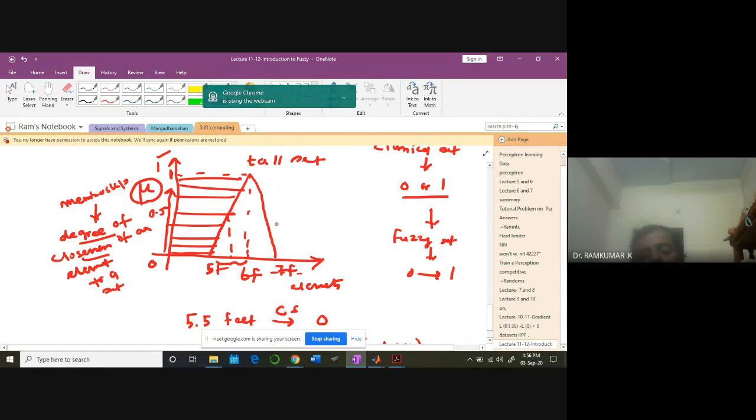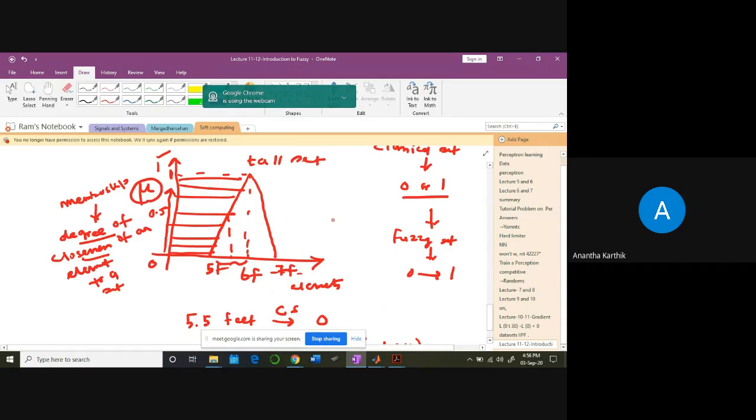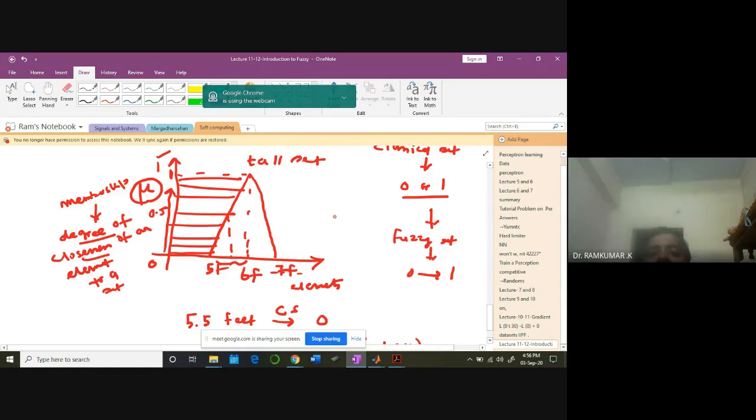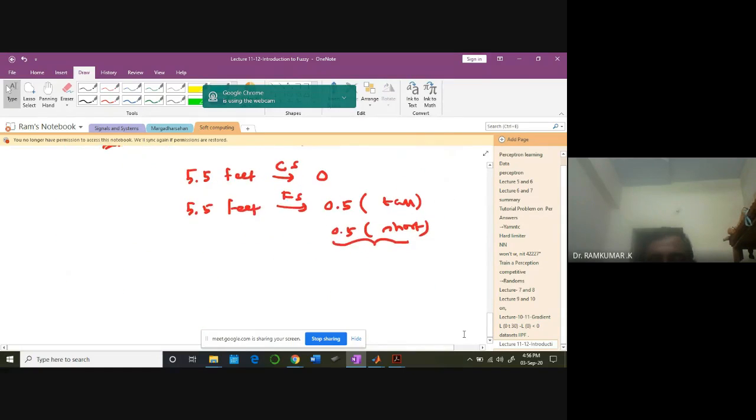But what is the natural question that comes to your mind now? Is there something you want to ask me by looking at this graph? There is some inherent problem. Sir, greater than 6 feet, why is it reducing to 0, sir? That's a key question. Very good. You are with me. That is an important question.